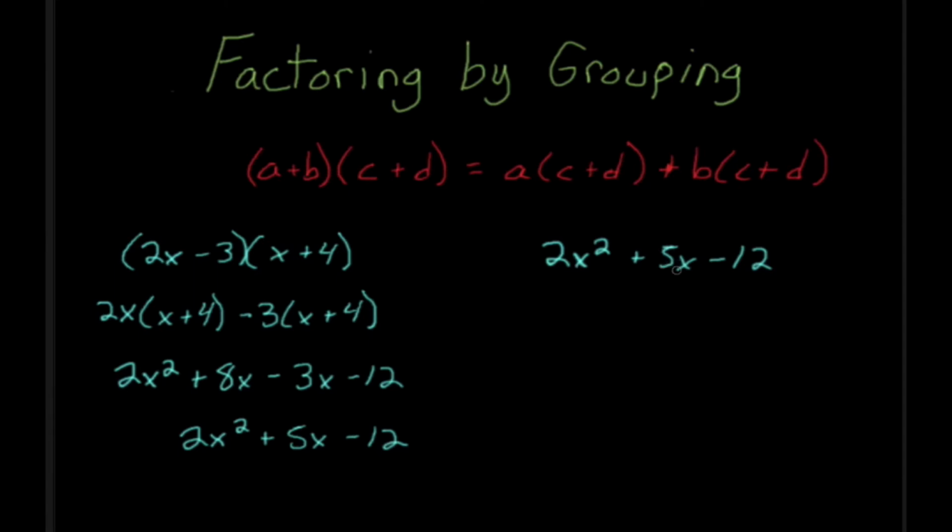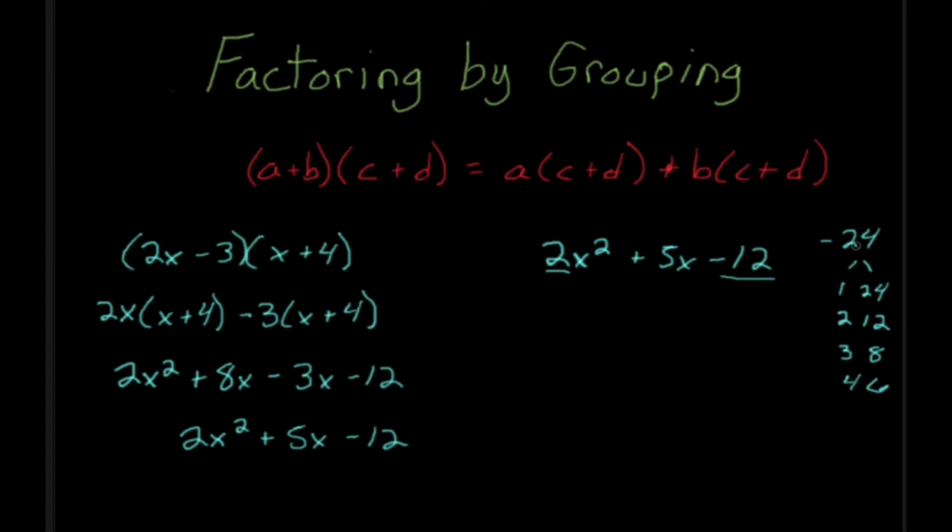To decide how to split up 5x, we're going to take a look at our leading coefficient, our 2, and our constant, negative 12, and we're going to multiply them together. And 2 times negative 12 is negative 24. And we're going to look for two factors of negative 24 that add up to 5. All right, so the factors of 24 are 1 and 24, 2 and 12, 3 and 8, and 4 and 6.